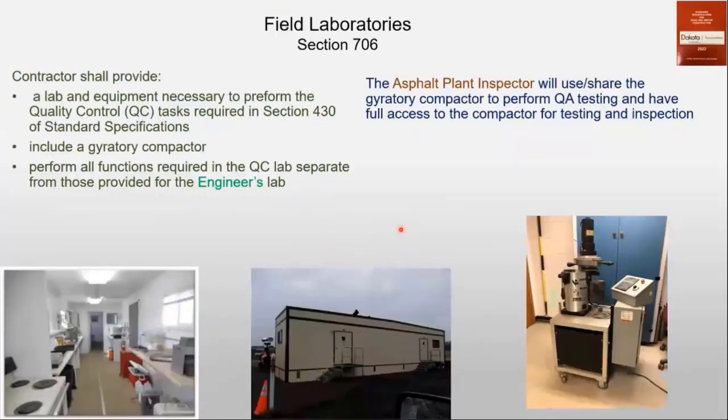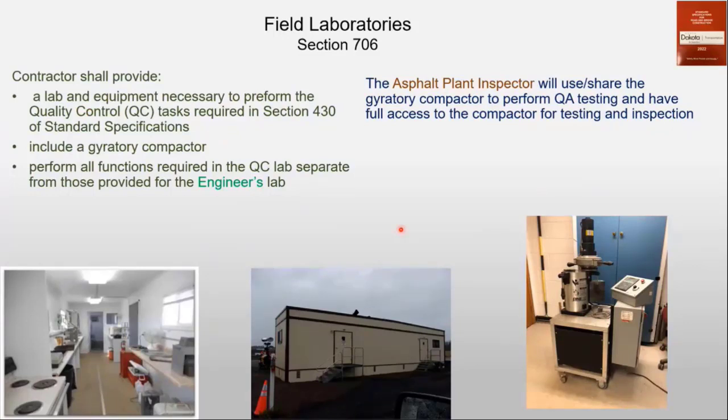And then field laboratories, this is where you'll be spending most of your time. On these QC/QA projects, there are two labs: a contractor lab and an engineer lab. The contractor's lab comes right out of the specifications. They have to have a lab with the equipment necessary to do the QC testing, including a gyratory compactor. They have to do all their functions in that lab and not the engineer's lab.